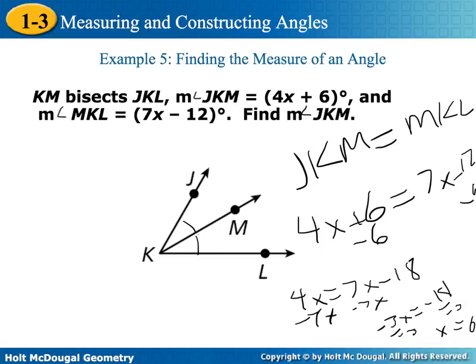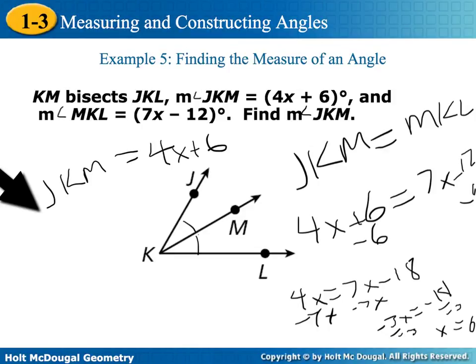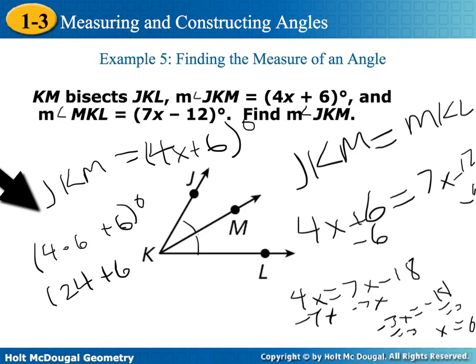So my variable x equals 6, but that's not really what they're asking for. They want us to find the measure of angle JKM. So since JKM equaled 4x plus 6, I'm just now going to take my 6 and plug it in for my x. So 4 times 6 plus 6 degrees. 4 times 6 becomes 24. So my final answer is measure of angle JKM equals 30 degrees.